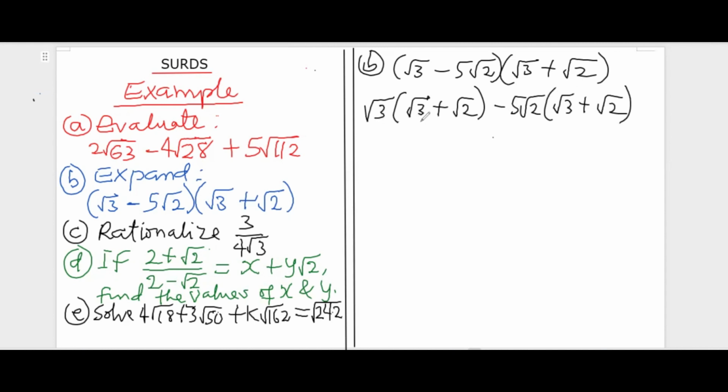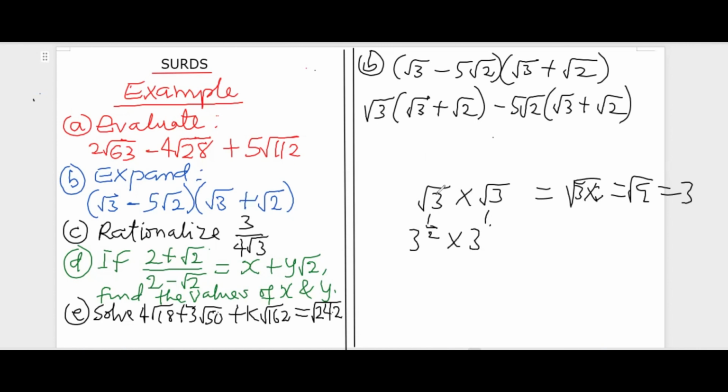If you say root 3 times root 3, it will simply give us 3. Don't forget that root 3 times root 3 we see as root of 3 times 3, which is root 9, and square root of 9 is 3. Or if you don't want to see it like that, from the law of indices, root means power of 1 over 2. That means this is 3 to the power of half times 3 to the power of half, which is 3 to the power of half plus half. Half plus half is 1, so 3 to the power of 1, which is also 3.